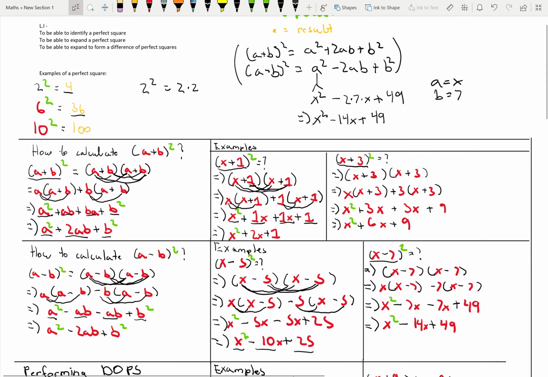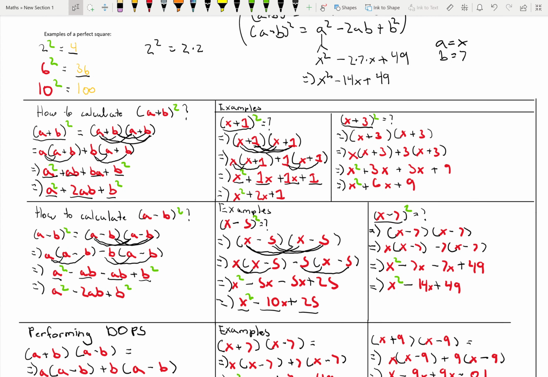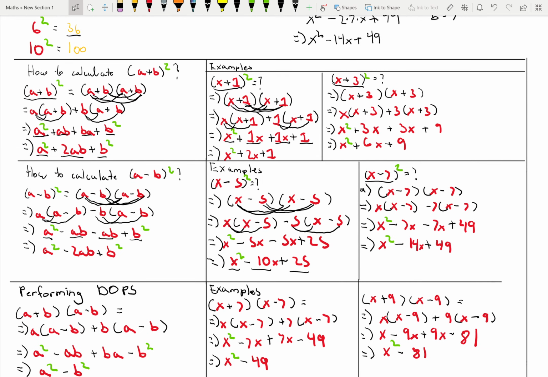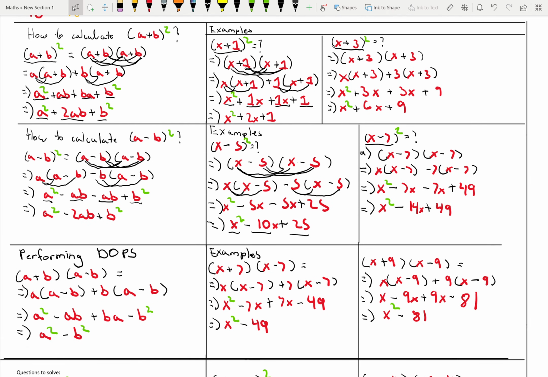Now, let me introduce you to something which is called performing DOPS. DOPS means difference of perfect squares. How would you perform the difference of perfect squares? Well, such questions could come up such as this one, (a plus b) times (a minus b). These are the difference of two perfect squares, and what you do is simply evaluate it. Now, we use the distributive law, and we find that a multiplied by a, a multiplied by negative b, and then we do the same for b multiplied by a and b multiplied by negative b.